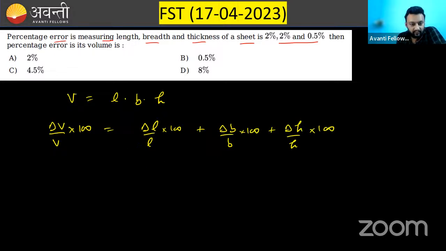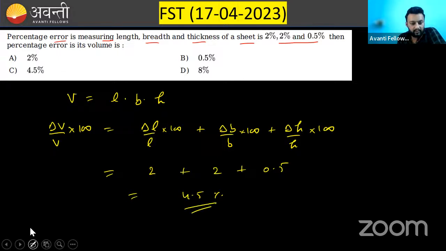The value of respective percentage error is given as delta in the length, it is given as 2% plus 2% plus 0.5%. So it will become 4.5%. So which is our option number C, which is a correct answer. Very simple, easy question. No problem with this. Moving further for the next question.